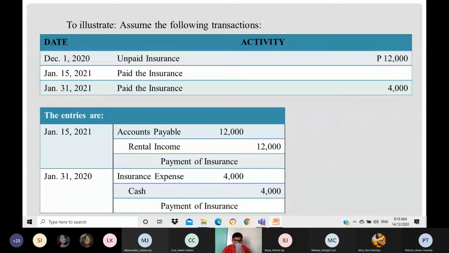So, for example, December 1, nagbayad ka ng unpaid insurance worth 12,000. So, ginawa lang yung insurance rather than rent. Okay. Tapos, January 15, next year, so let's say here, 2021 yung nilagay ko, paid the insurance, and then January 31, tapos na ng buwan, paid the insurance. Again, 4,000.